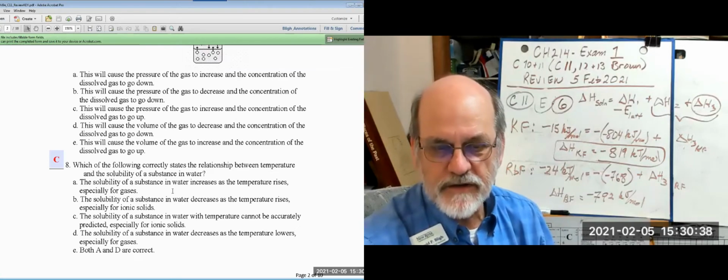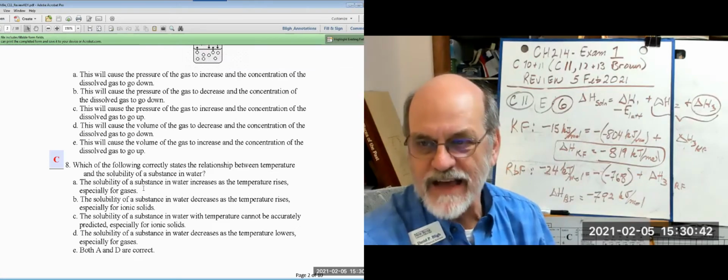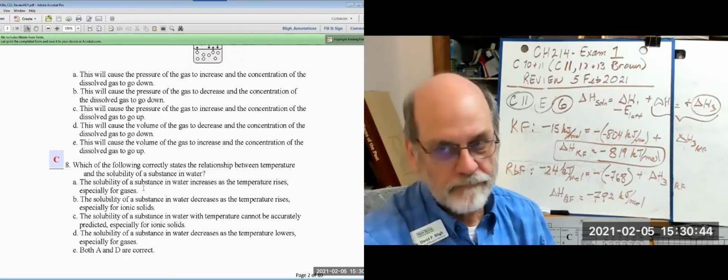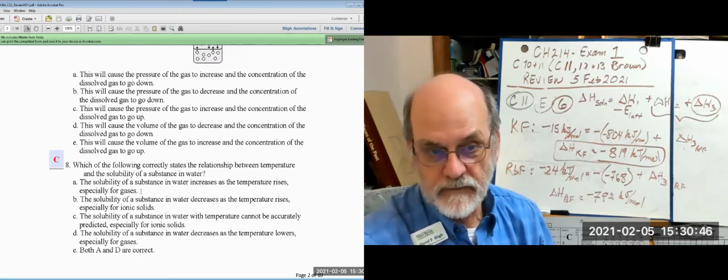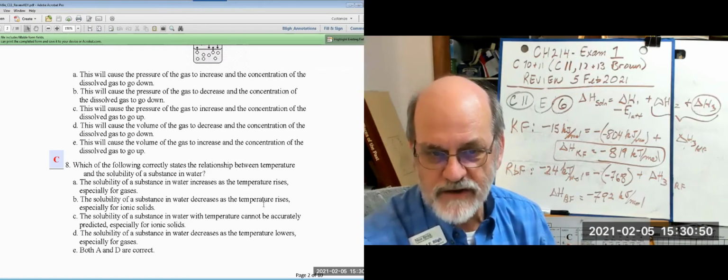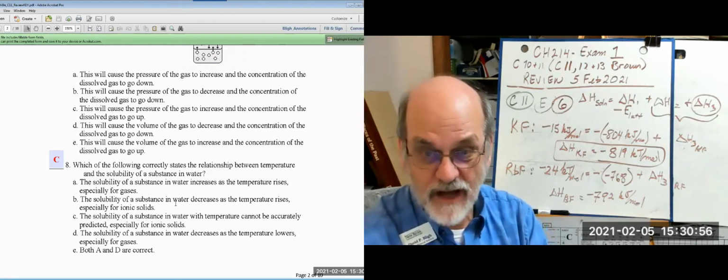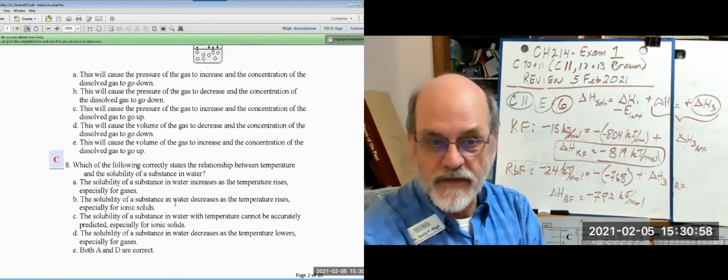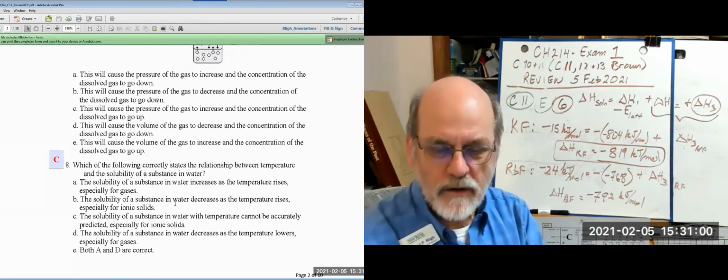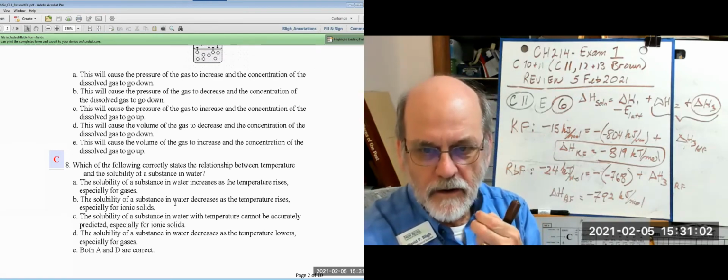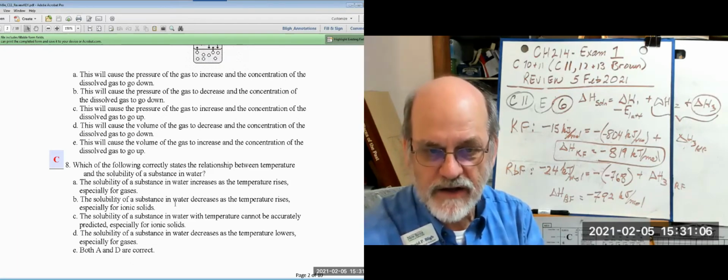The solubility of a substance in water increases as the temperature rises, especially for gases. No, gases are the other way. The solubility of a substance in water decreases as the temperature rises, especially for ionic solids. Most of the time, that's false. So that's not the best answer either. The solubility of a substance in water with temperature cannot be accurately predicted, especially for ionic solids.